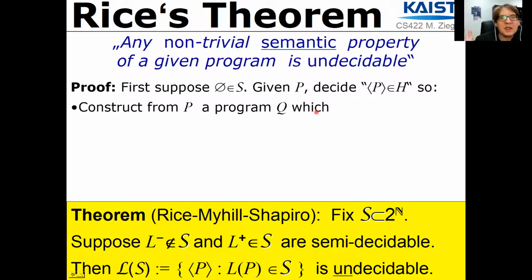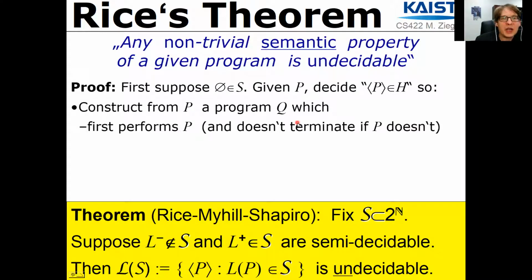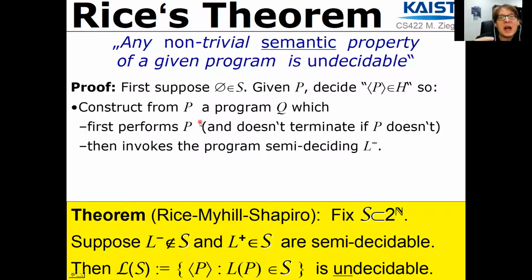And then from that, we derive an algorithm which decides the halting problem, which is a contradiction. And how do we decide the halting problem? For the halting problem, we're given a program P, and during the reduction, we convert that program P into a program Q with the following behavior. It first simulates P, and if P doesn't terminate, then neither will Q. But if P does terminate, then following that, our new program Q will invoke the program semi-deciding L minus, by the hypothesis that L minus is semi-decidable and does not belong to this collection S.